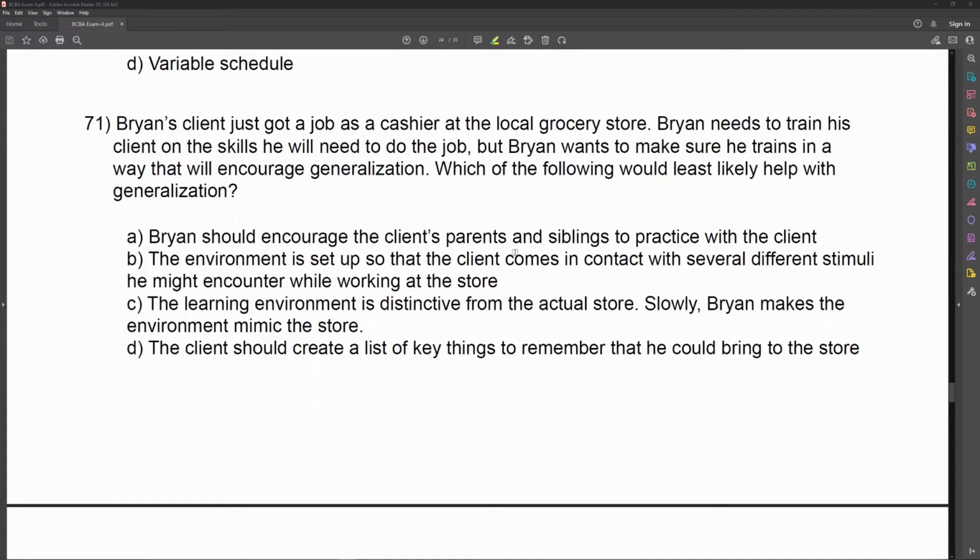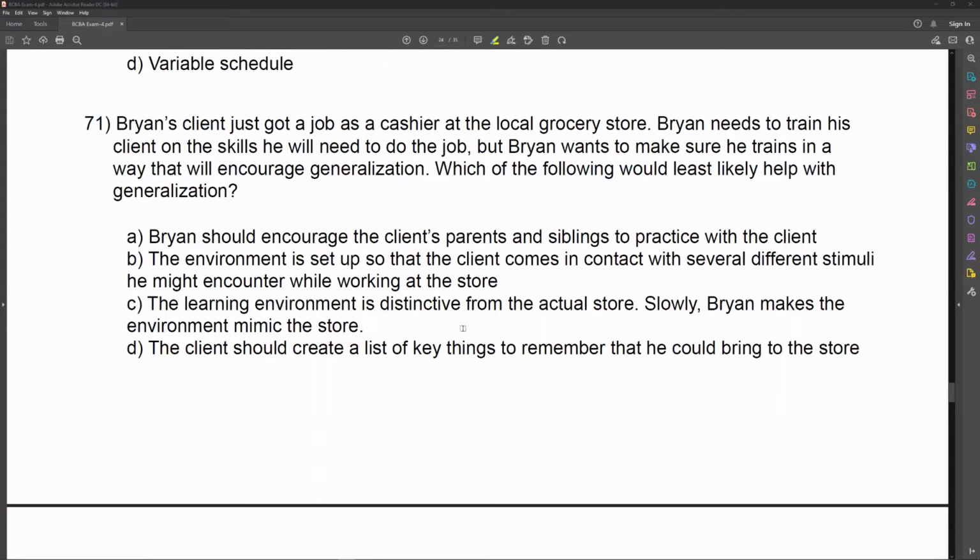A, Brian should encourage the client's parents and siblings to practice with the client. Would this encourage generalization? Absolutely, right? If the primary therapist or the RBT is the one delivering the feedback, delivering the SDs, and nobody else ever delivers the SDs or practices, okay, how is Brian's client going to prepare for all the different people and all of the different interactions at the grocery store? So A would encourage generalization.